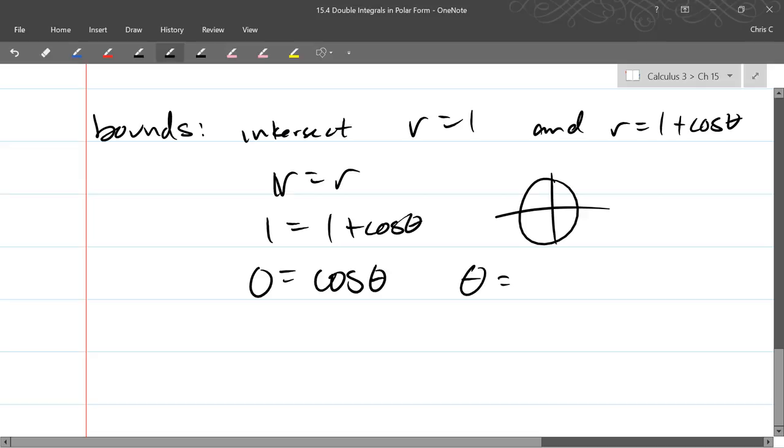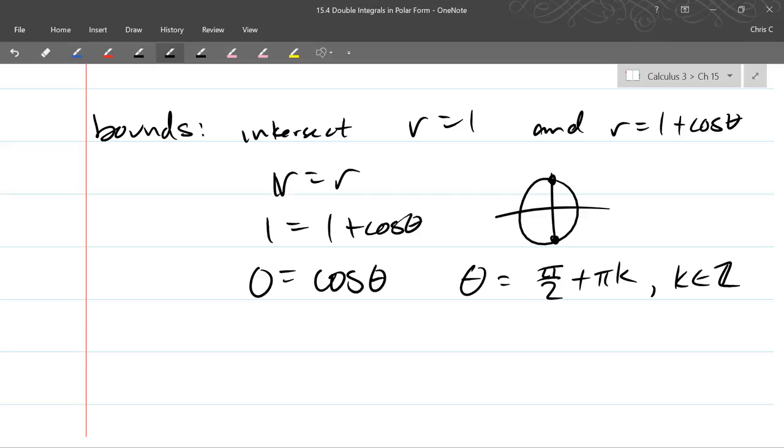If we think on a unit circle, cos theta is 0, cosine is the x-coordinate, so there's 2 solutions at the top and bottom of the unit circle. So we get pi over 2. Luckily, all we have to do is add pi, and we'll get every single solution. So there's our intersection. All right, so we just integrate across an infinite number of endpoints, and we're good to go. No, we can't do that.